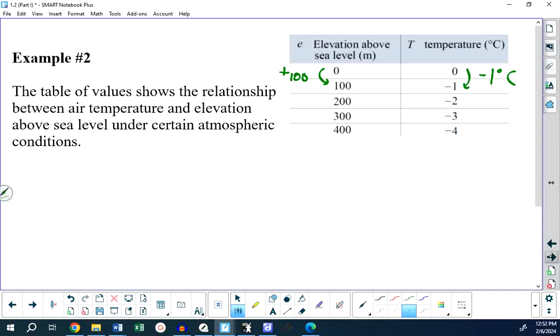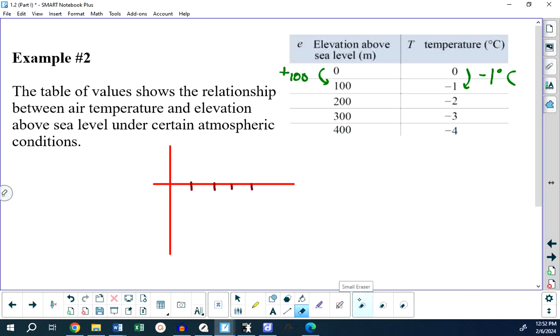I want to just show this to you without looking at the graph officially. What this is saying is, every time you go up by 100 meters, this is the elevation, it drops 1 degree Celsius. Up 100 meters, drops 1 degree Celsius. Up 100 meters, drops 1 degree Celsius. So it's going to be linear. It's just that it's going to be going down. That's all.